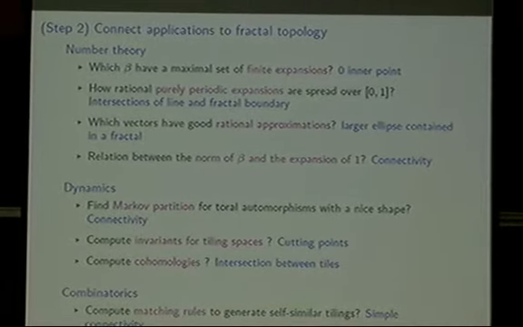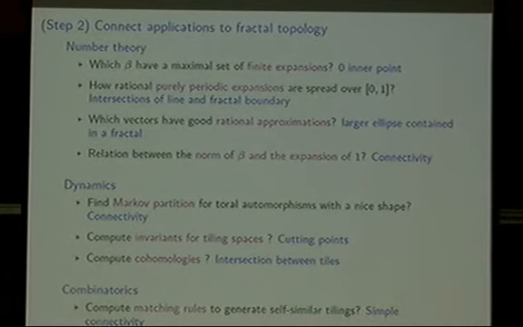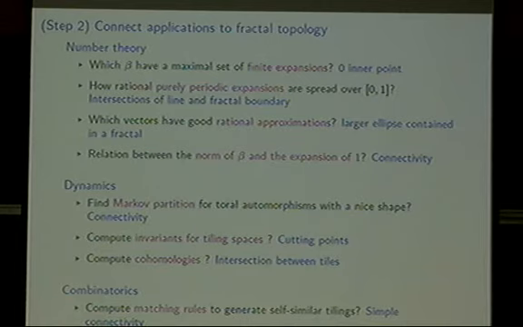Okay? And then you read this graph and connect to the domain you came from, and then you usually investigate many questions. So I listed some questions in several domains, and actually when you want to investigate these questions, you connect them to fractal topology. This is what is done. If you want to understand who has a finite expansion, then you look for inner points in the fractal. If you want to find a Markov partition, then you look for connectivity. If you are looking for matching rules, then you need simple connectivity. It depends on the domain what you are using, but it's always the same scheme.